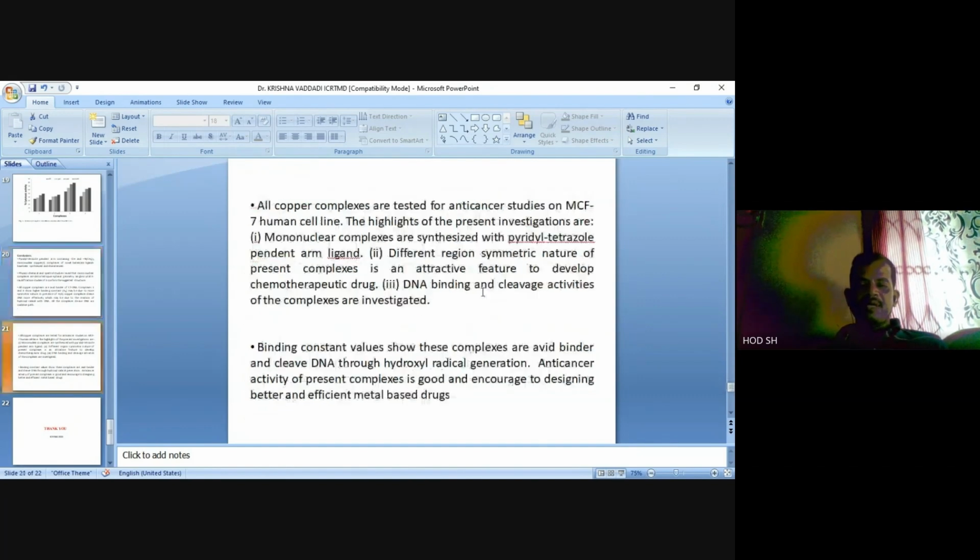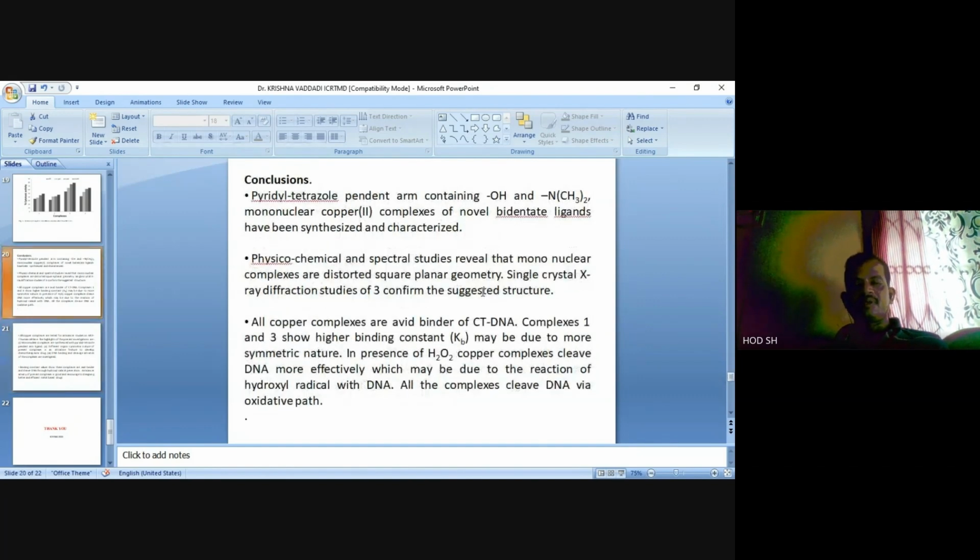All copper complexes bind with ctDNA. Complexes 1 and 3 show a higher binding constant, maybe due to their more symmetric nature. In the presence of H2O2, the copper complexes cleave the DNA more effectively, which may be due to the reaction of hydroxyl radical with DNA. All the complexes cleave DNA via an oxidative path.